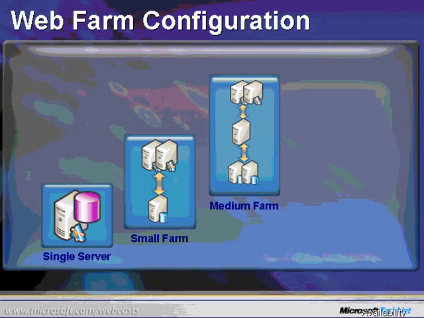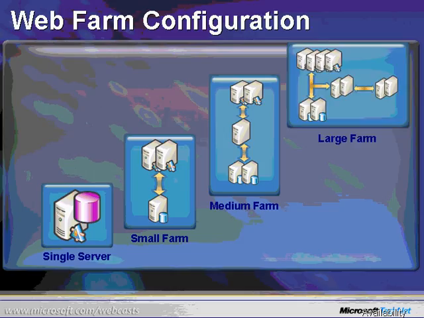So an example of a medium topology would be 1 or 2 servers running SharePoint assigned the web service, more commonly known as front-end web servers, and running SharePoint assigned the search job and index services, and 1 server running SQL Server.